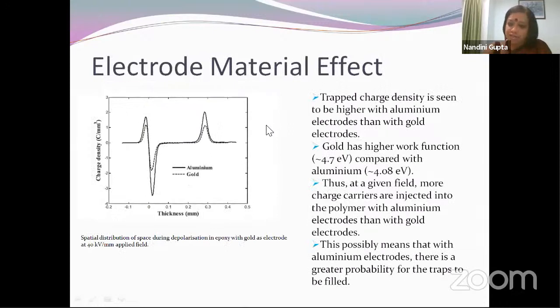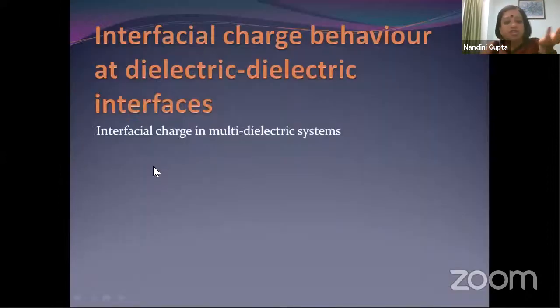Then we also have the situation that if you have the same material, this is epoxy, and only the electrode material has been changed. In one case, we use gold. In the other case, we use aluminum. And we have seen that the space charge density changes. So you have a higher space charge accumulation if you have aluminum electrodes instead of gold electrodes, with the same sample. Which means what?